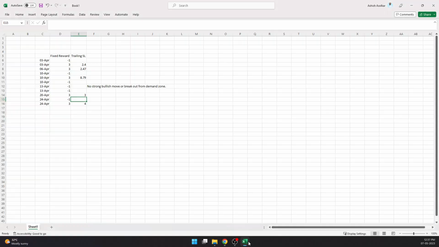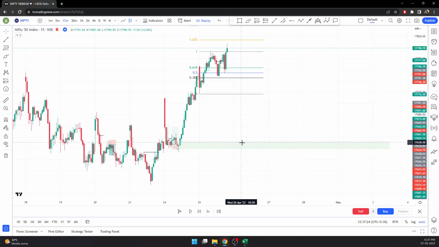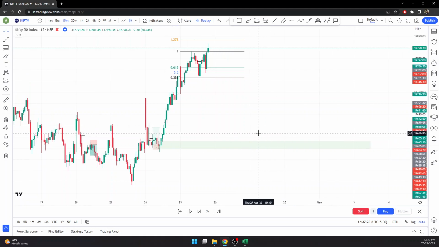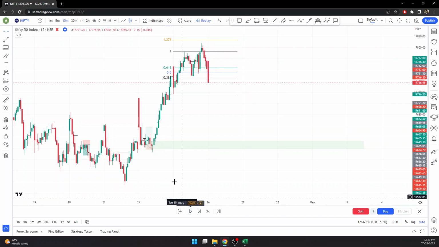Let me check how many trades we have entered. Almost 11 trades. Let me quickly complete the remaining 3 to 4 days. Coming back to these levels, it broke this particular level. What does this mean? This means that the sellers are in control as of now. And for how much time frame?